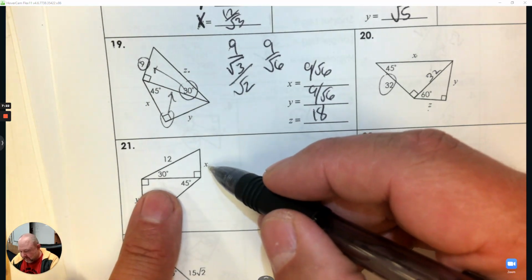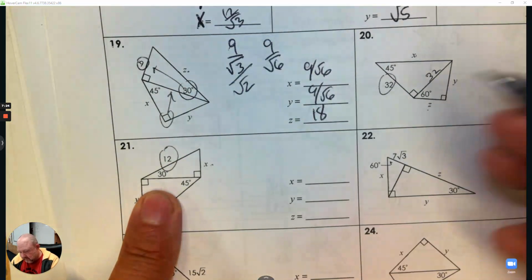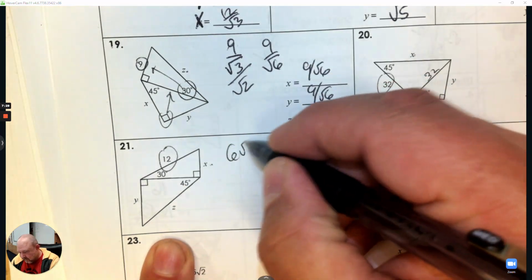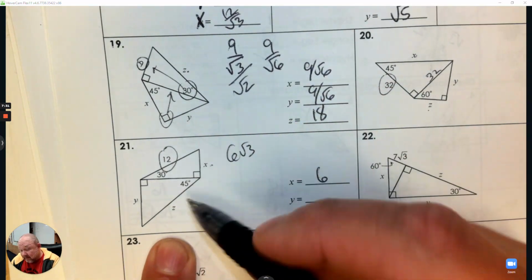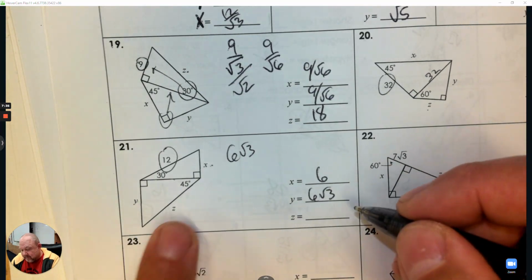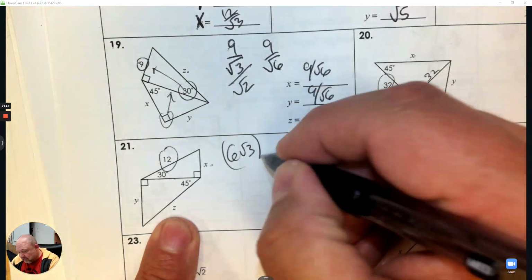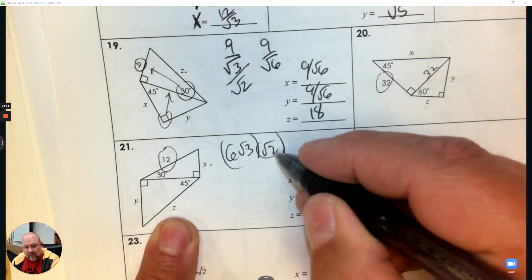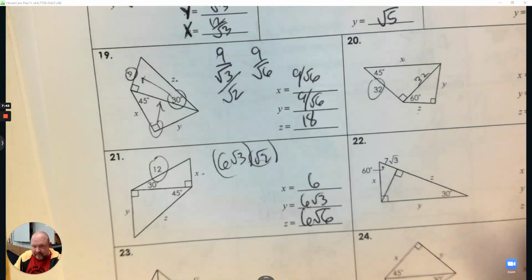Opposite of 30 here, it's going to be 6. We need the shared side, so that's going to be 6 root 3 is the shared side. So that means y is also 6 root 3. And then to find z, you multiply by root 2 to find it. And that's going to be 6 root 6. You just multiply the insides together.